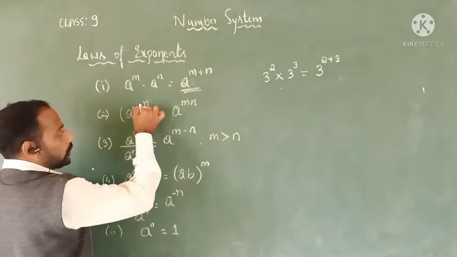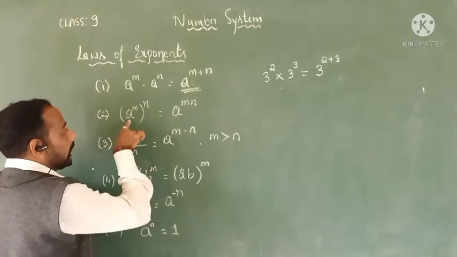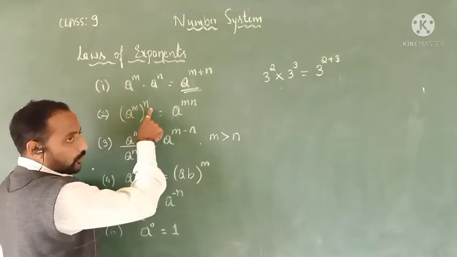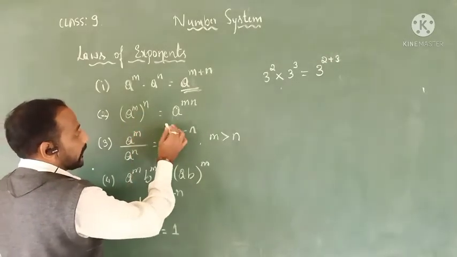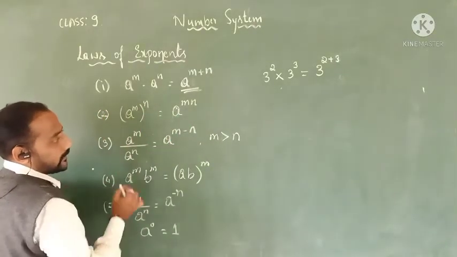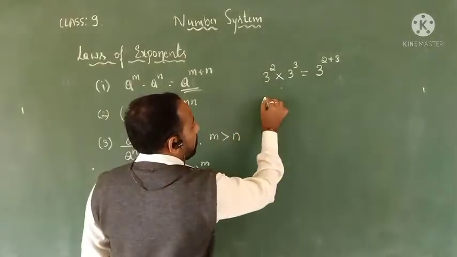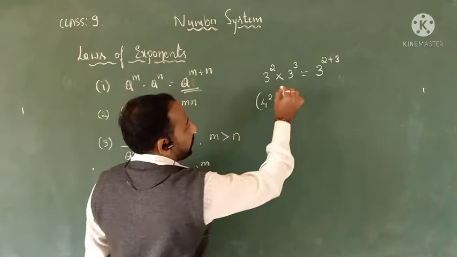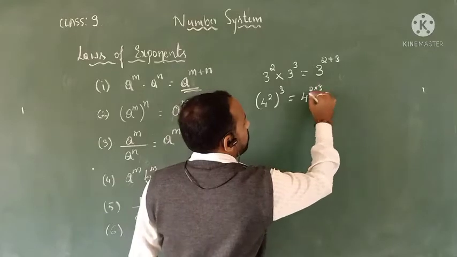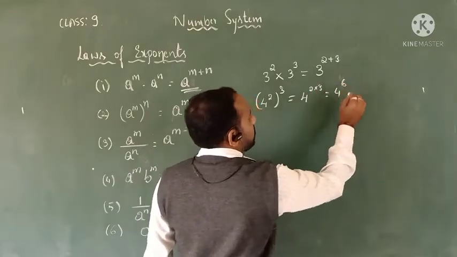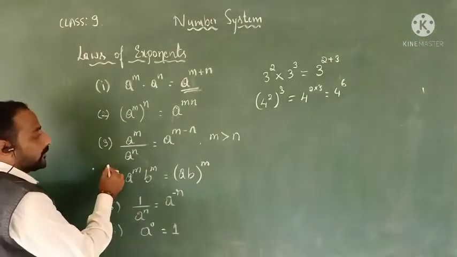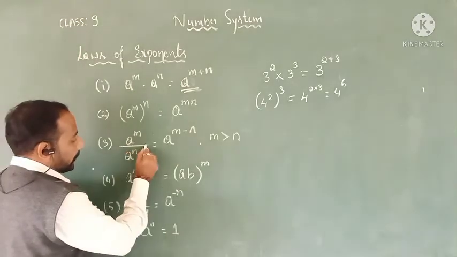Yes. The second law of exponents: a to the power of m whole to the power of n. Try to observe what I am saying. There is only one base and 2 exponents over here. So I can write this as a to the power of m into n; I can multiply these 2 exponents. For example, 4 to the power of 2, whole to the power of 3. Then I can write this as 4 to the power of 2 into 3, that is 4 to the power of 6, since 3 2s are 6. Got it?